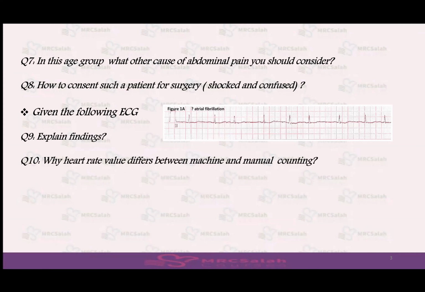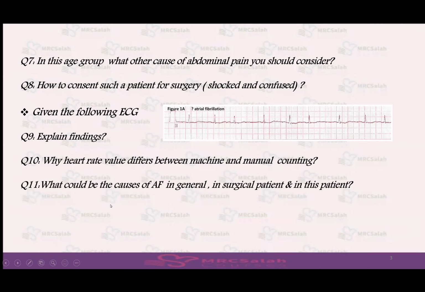Excellent. Dr. Yasmin, why does the heart rate value differ between machines and manual counting in atrial fibrillation? Because the machine does not count the weak beats. Yes, because in atrial fibrillation there is irregularity in the volume of the pulses itself, so the small volume pulse will not be counted by the machine.